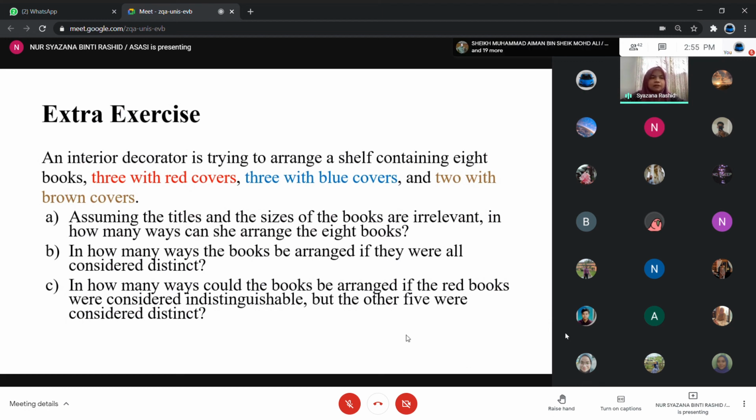Okay, so sebelum kita sambung permutation, sebelum sambung combination, kita rehat sekejap 5 minit. Nanti pukul 3 kita sambung balik. Okay, soalan exercise ni kalau nak try buat dulu pun boleh. Tapi kita akan bincang sama-sama nanti dekat hujung kelas.